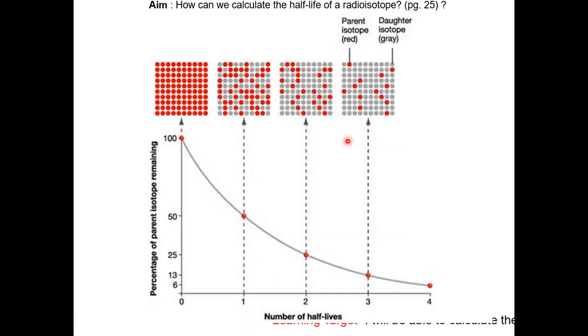Here's another picture of a graph about half-life. The red atoms represent the parent radioisotope. When it decays, it produces the daughter isotope. With each half-life, half of the parent isotope becomes the daughter isotope.